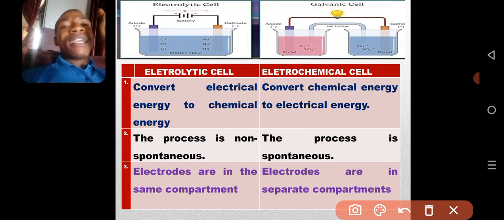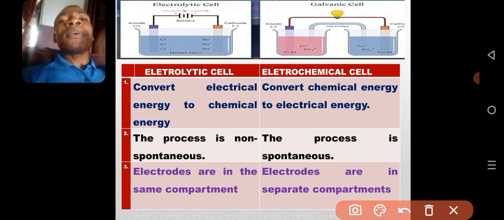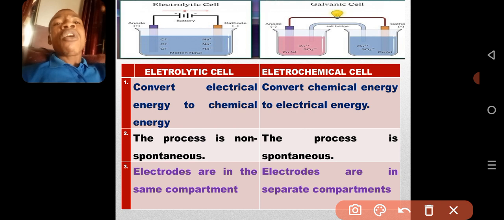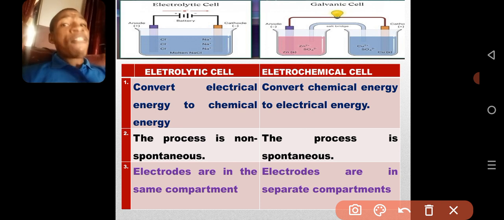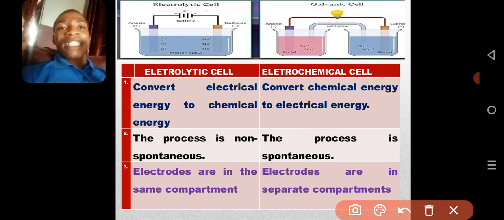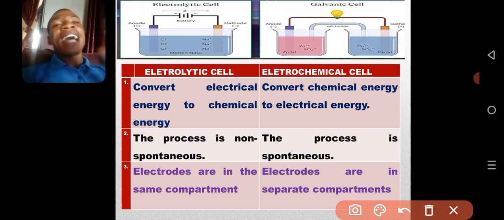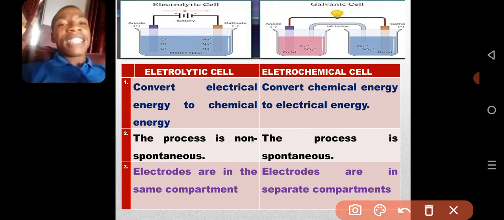Number two, in electrolytic cell, the process is non-spontaneous. Spontaneity means the ability of a reaction to occur on its own without an external force helping it. In electrolytic cell, the reaction is not spontaneous. That's why you require a battery to make the reaction work. That battery is like the external force that's making the reaction to work. So it's a non-spontaneous process.